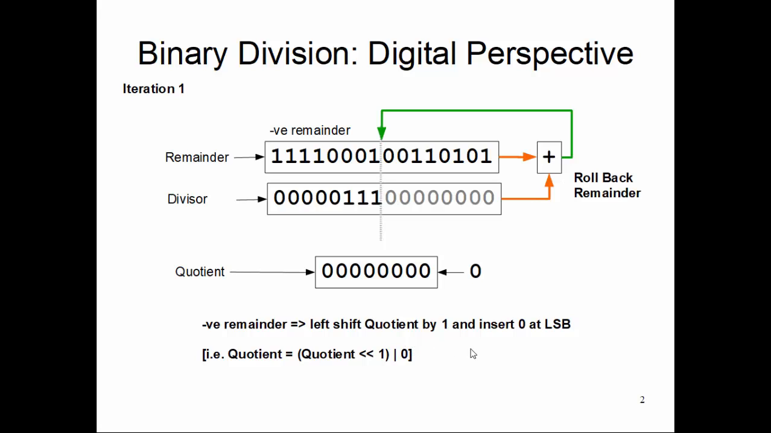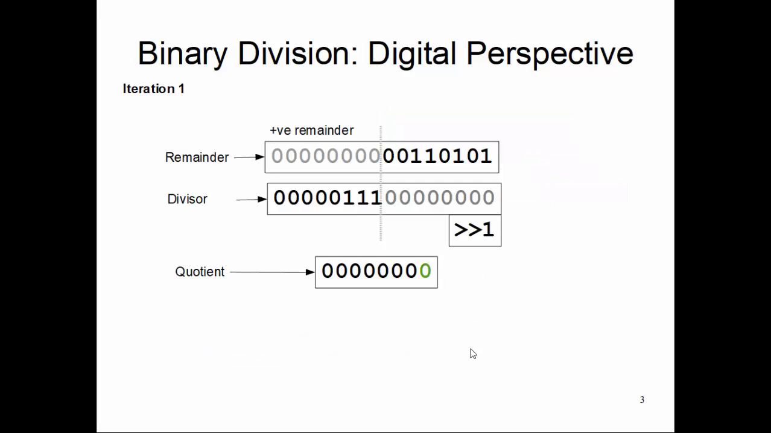Then the next step is important. In the same iteration, you roll back the remainder. If my remainder after subtraction is negative, we roll back by addition. Then we right shift the divisor by 1 bit, and that brings us to the next iteration, iteration 2. In iteration 2, we follow the same process.